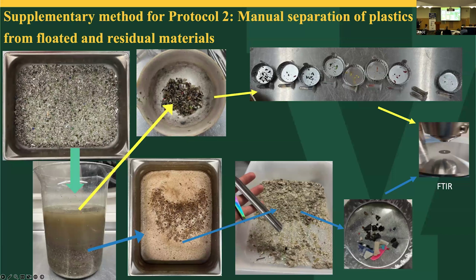Then you also take the material that didn't float, dry it out and then visually separate all the things that look like plastic. And then you use this technique called FTIR, where you put one piece of what looks like plastic at a time under it.